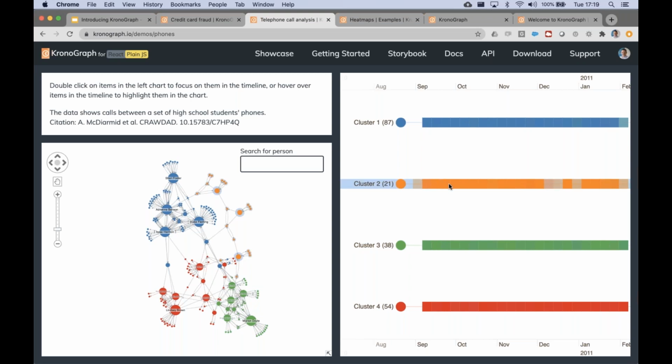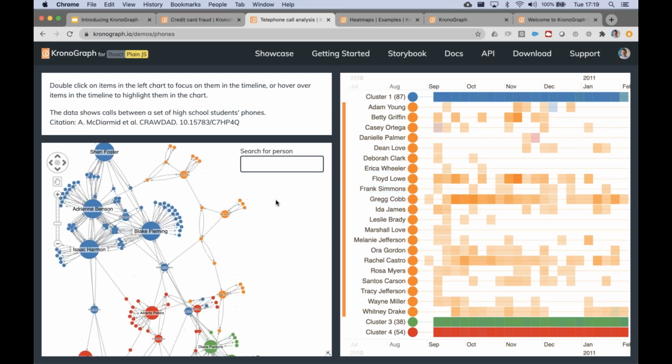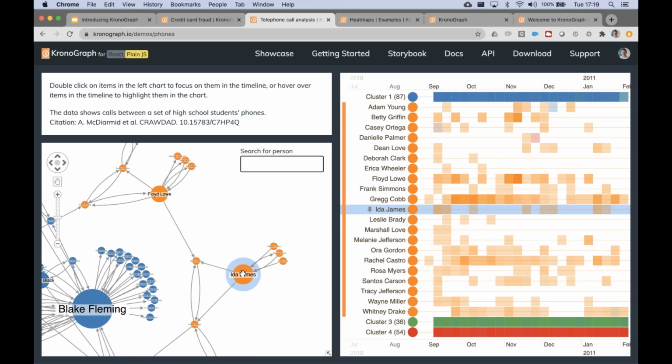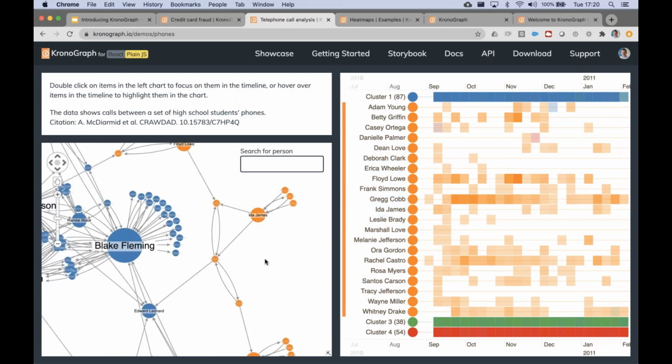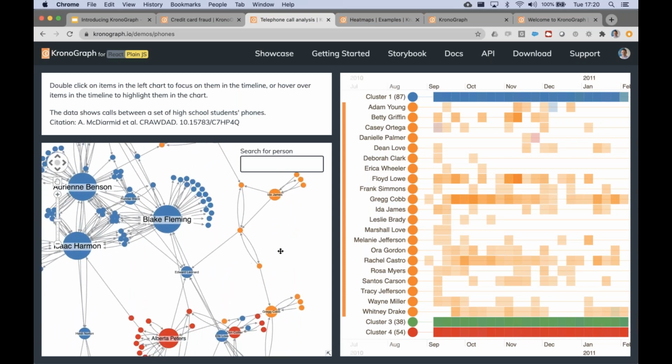So if we were to look at this orange cluster here, we could drill down into the individual communications of the people in that group. And again, as I hover over nodes in the chart, I can see them in the timeline on the right. Or if I hover over people in the timeline, I see them in the chart. And this allows me to really understand this network in a way that I couldn't do with a network alone.